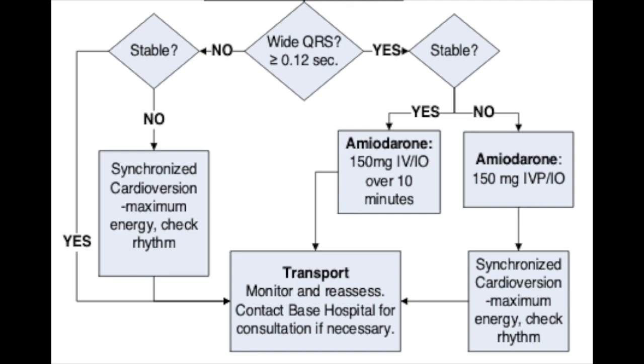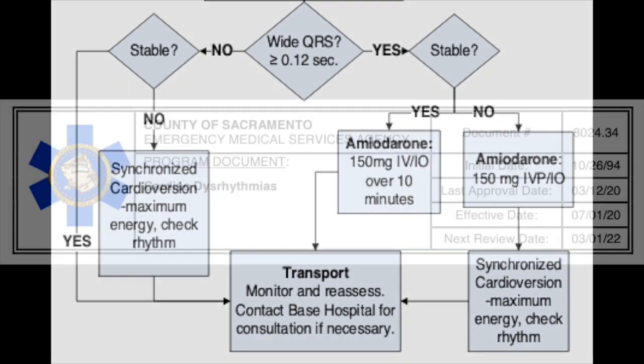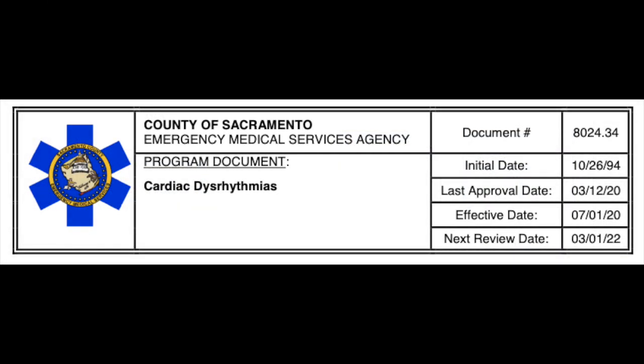Now, if the QRS is not wide following your synchronized cardioversion and they are stable, you're just going to transport them. But if they are not stable, you're going to go back to the synchronized cardioversion and you're going to use maximum energy. Okay, this is a long protocol. It's going to take some time to digest and go through it. I suggest you spend a little time with it.